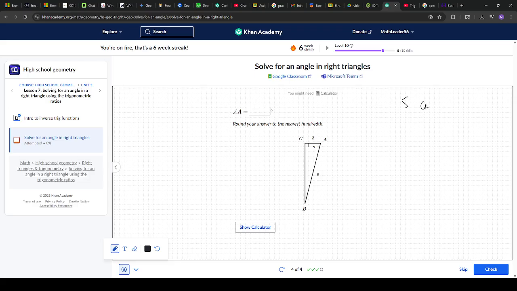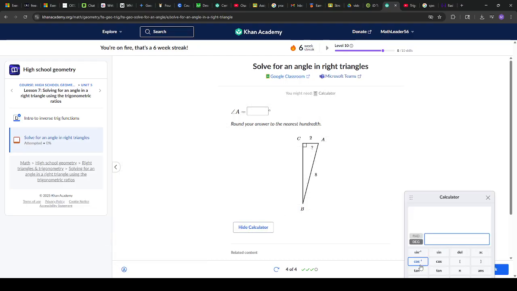Okay, so, SOH CAH TOA. This angle involves the hypotenuse and it's adjacent to 2. Remember, if it's touching one of the sides, then it's adjacent to it. So it's not adjacent to C and B or here. So adjacent and hypotenuse, we have cosine again. So cosine -1 of 2 over 8.